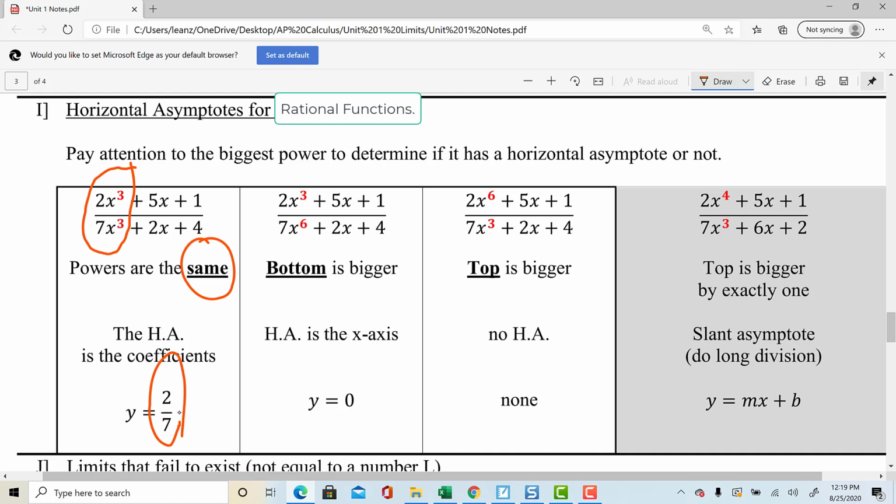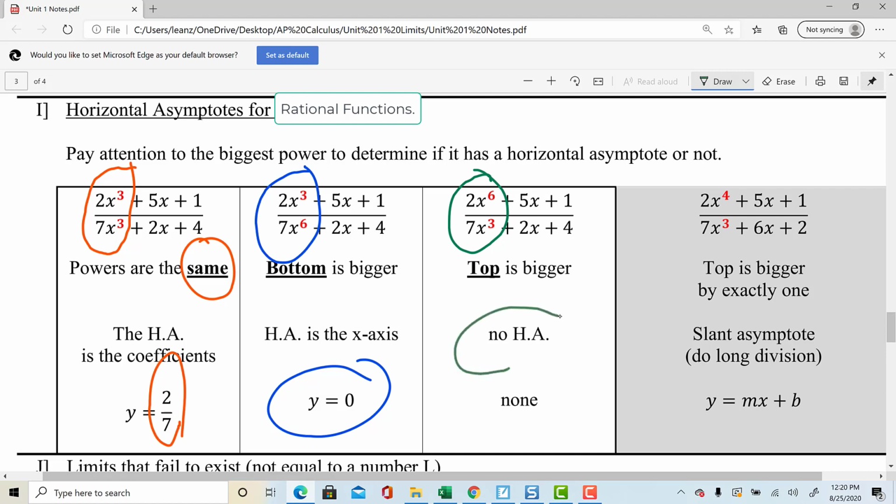In our second example, the power on the bottom is bigger than the power on the top. Again, you're just looking at the biggest piece, ignoring everything else. In that situation, it's going to be y equals 0. Your horizontal asymptote will be y equals 0, which is just the x-axis. In our third example, the degree on the top is bigger than the degree on the bottom, and in that situation, there is no horizontal asymptote.